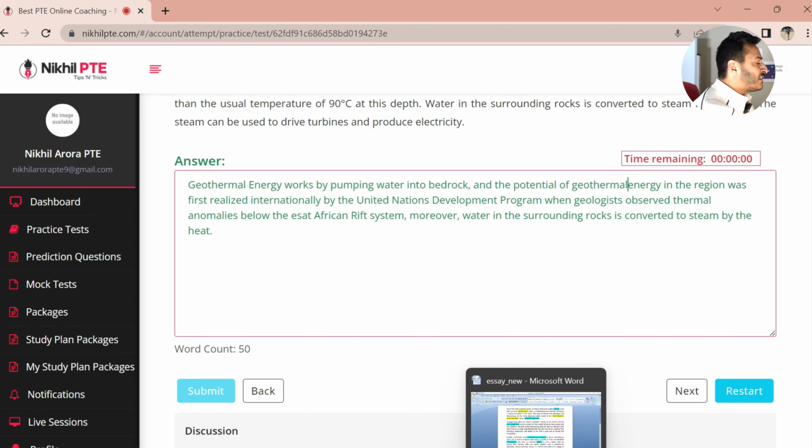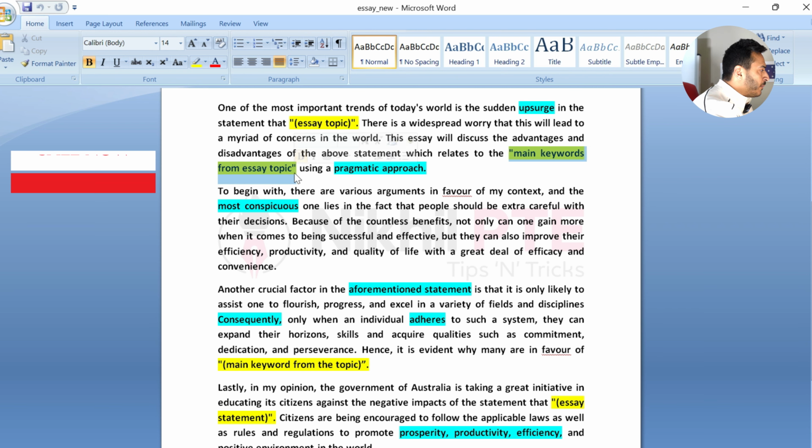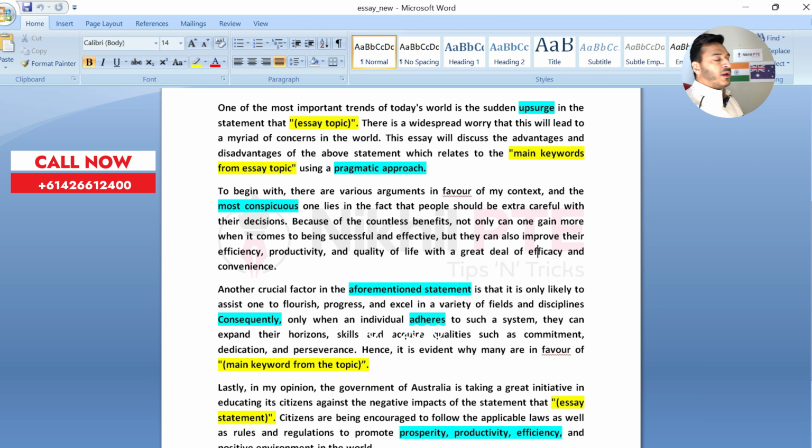Now moving to the essay writing section. In the essay writing section, you can use any template. You can use this template as well. In the yellow, you can put your topic sentences or main keywords. I have used some good words or vocabulary in the blue, right? You can take a screenshot of this template and use it. My students already got good scores, 79 plus.